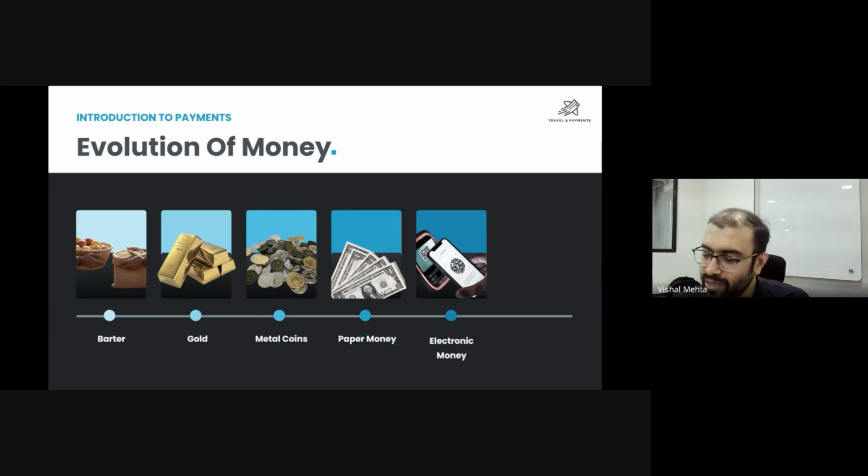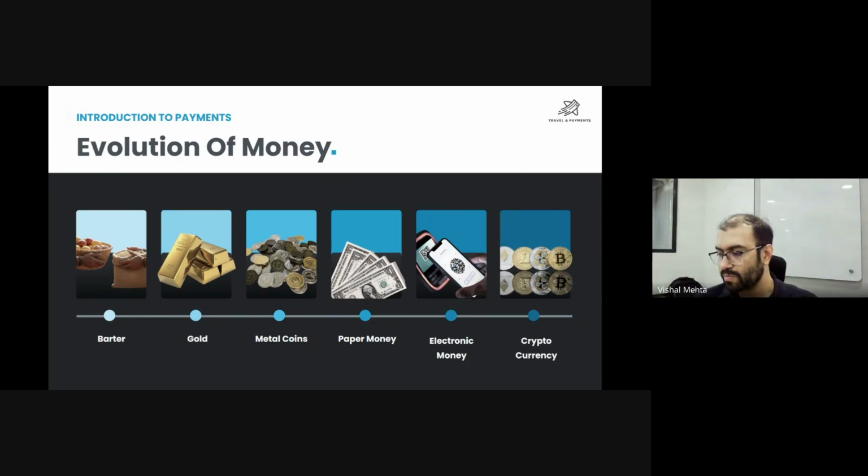And then electronic money. We talk about electronic money in the form of cards, essentially, but we also have alternate forms of payment methods such as real-time payment systems, which also form part of electronic money per se. And then of course cryptocurrency and stable coins.